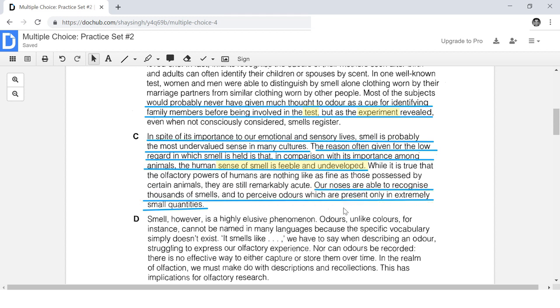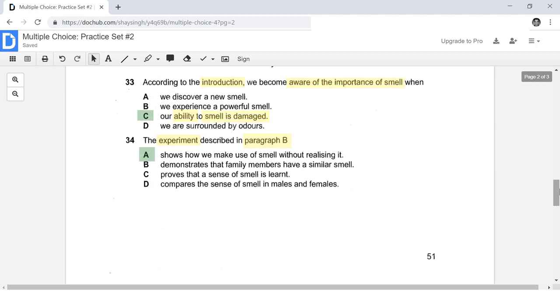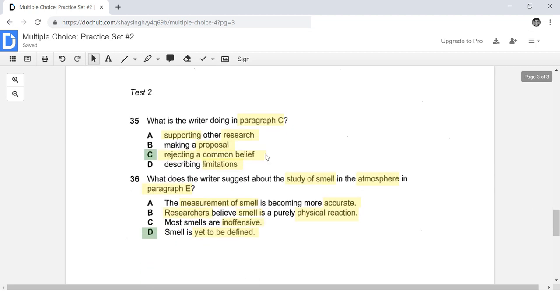But then it goes on to say that actually the nose is a very remarkably acute organ and that we can smell thousands of smells. So it's correcting the limitation, it's correcting the belief, it is giving us the correct information. It is rejecting the common belief that the nose is useless or maybe that it is very limited. It's rejecting that common belief. It's saying, no, the nose is not undeveloped. The nose is not a useless organ. It's very useful and it's very acute. It can smell thousands of smells.